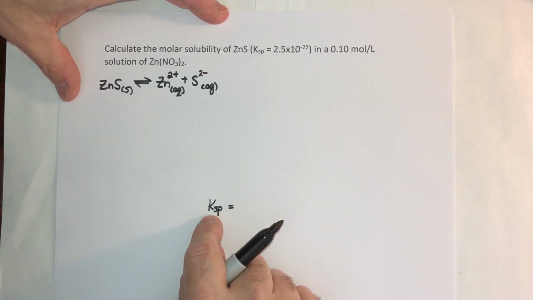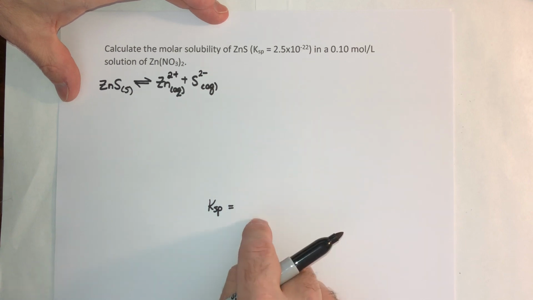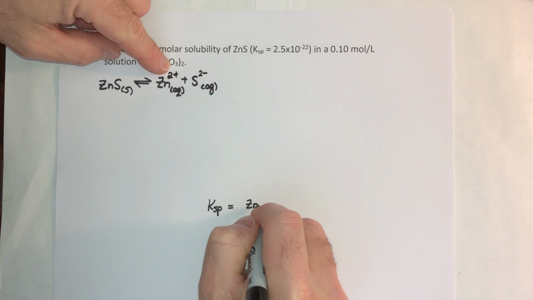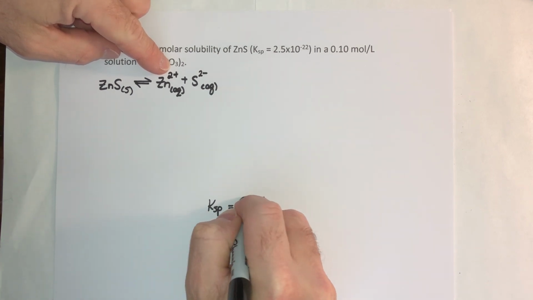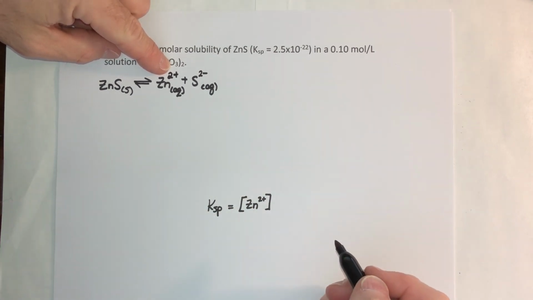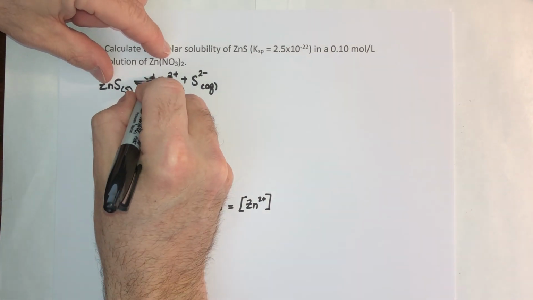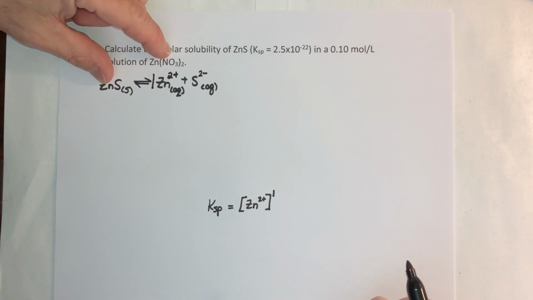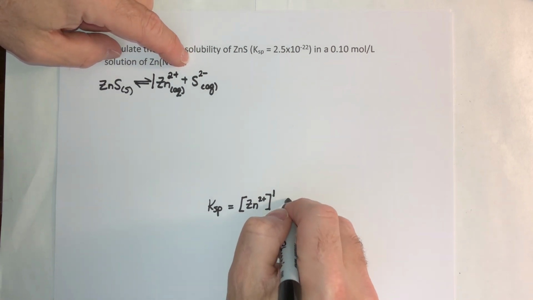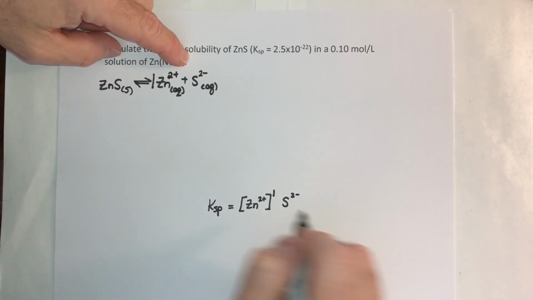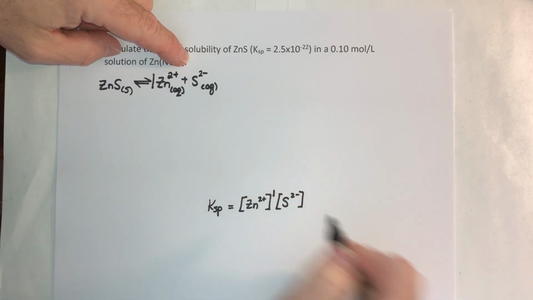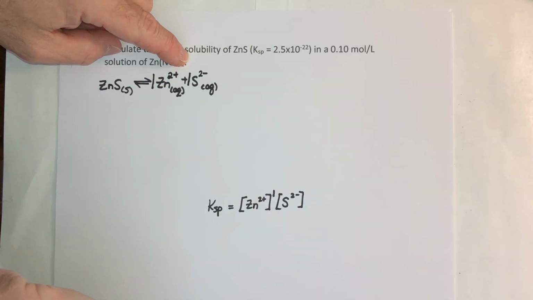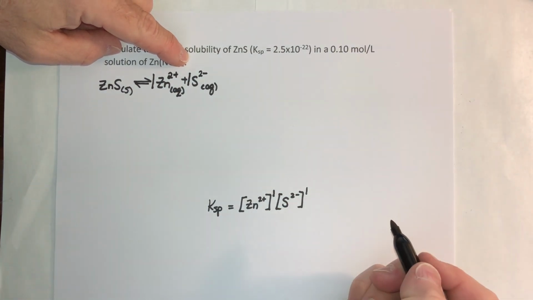So if we do our KSP, products on the top, reactants on the bottom. My first product is a zinc 2+. I put square brackets around it to show that it's concentration. And because when I balanced it, there was only 1 zinc, this gets a power of 1. My second product is going to be sulfur 2-. Again, we put square brackets around it to show concentration. And again, I used the 1 to balance the equation, so this will be a power of 1.